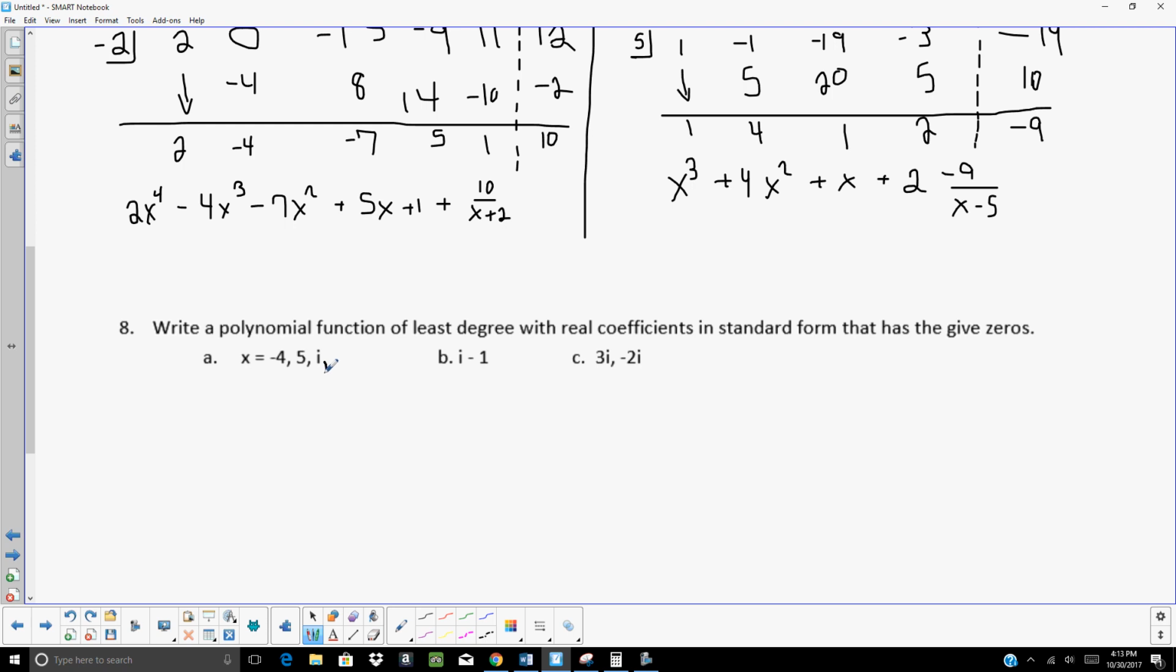The trick on this one is if you've got an imaginary, its conjugate is also a root. So if I've got i, negative i is also a root. So I would have to FOIL x minus negative 4. Two negatives make a positive. x minus 5. x minus i. And x plus i.